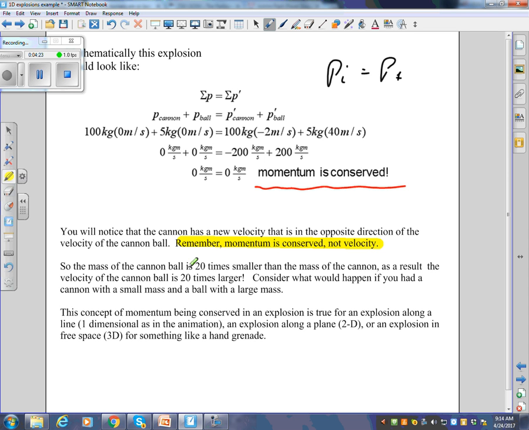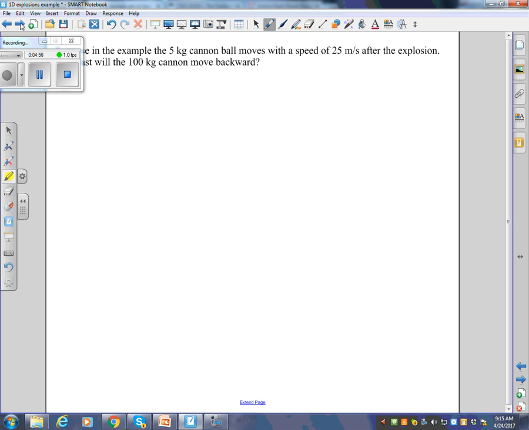The concept of momentum being conserved in an explosion is true for an explosion along a line, one-dimensional, an explosion along a plane, two-dimensional, or an explosion in free space, three-dimensional, for something like a hand grenade. So you literally can blow up a hand grenade and calculate the momentum, and all those three-dimensional vectors would add up to 0. Will we have to do that? No. I'm not going to make you do three-dimensional, but I will make you do two-dimensional ones. So it'll be like an exploding thing that only goes sideways.